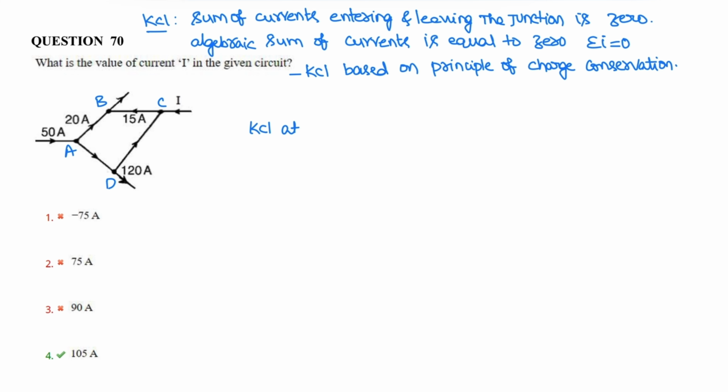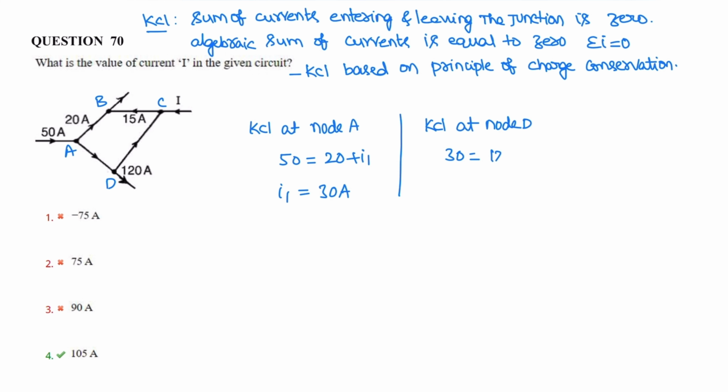So apply KCL at node A. The sum of incoming currents is equal to the sum of exit currents. So 50 is equal to 20 plus I1, so I1 is 30 amperes. Similarly, KCL at node D: 30 ampere is equal to 120 plus I2. Now current I2 is minus 90 ampere.